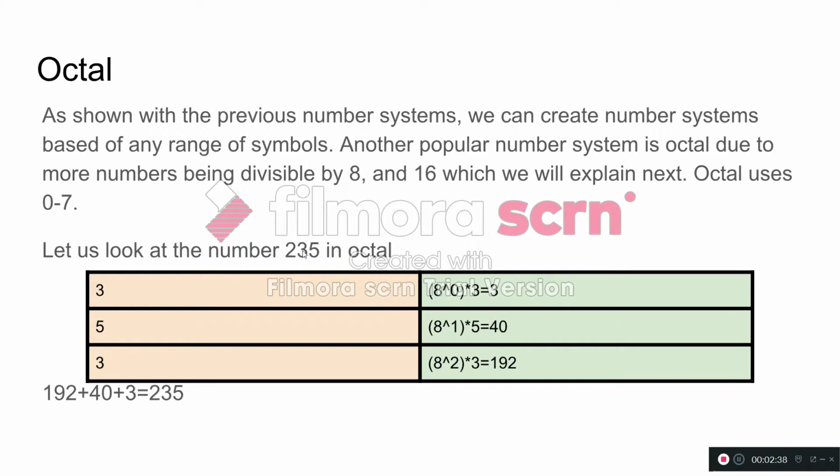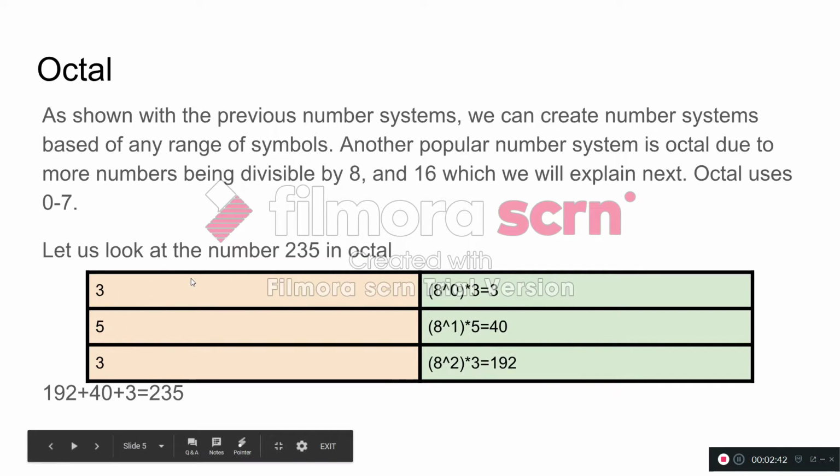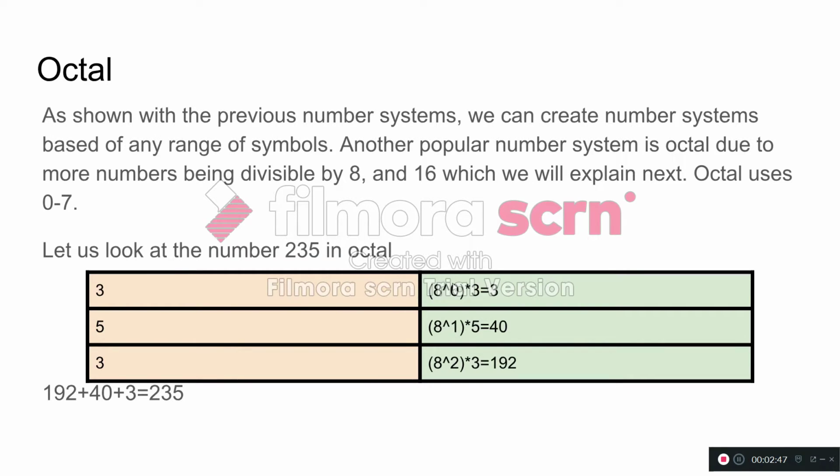So this is in decimal right here. I'm going to convert it to octal. So it is 353. First, we have the first position. 8 to the power of 0 is 1, times 3 is 3.